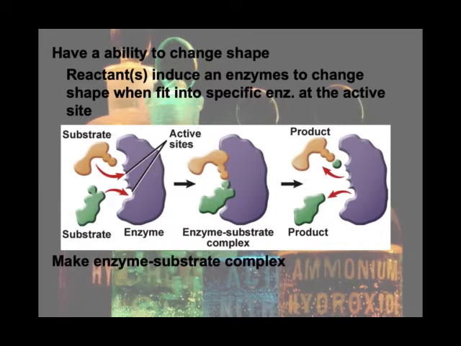So once the substrates bind to the enzyme, it makes something called an enzyme substrate complex, which eventually falls apart into the products, giving you the enzyme back to be recycled and the products that you want out of the reaction.